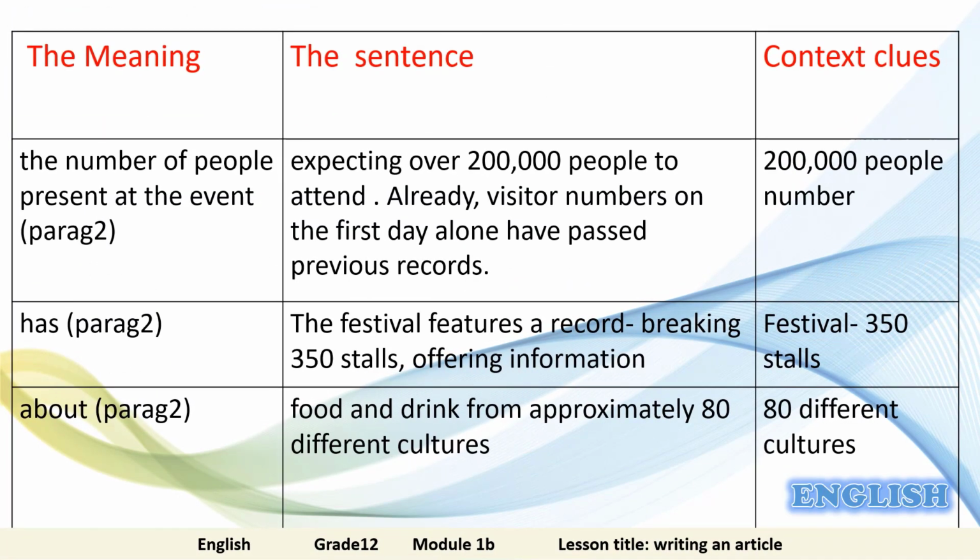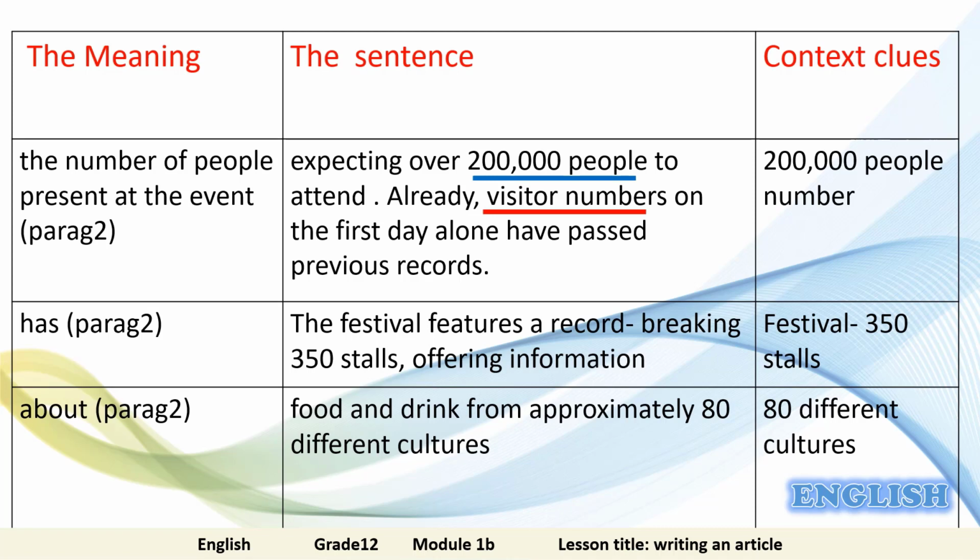Let's move on to the following three words. We need to look for words in this sentence that mean the same as the number of people present at the event. Okay, so number of people. Do we have a number of people? Yes. It's 200,000 people. Already visitor numbers. Definitely correct. It's visitor numbers. How can you tell? From 200,000 people, the number that indicates the meaning of visitor numbers.